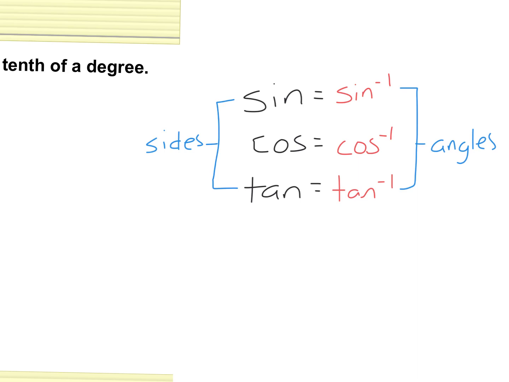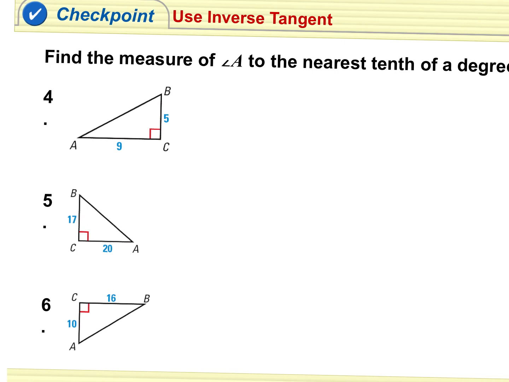So let's look at number 4. For every one, it wants us to find the measure of angle A. So we'll circle A on all of those. So related to angle A, what is 5? Opposite, adjacent, or hypotenuse? Opposite. Why is that one opposite? Because it's across from the angle. What about 9? What's 9 related to A? Adjacent, because adjacent means right next to.